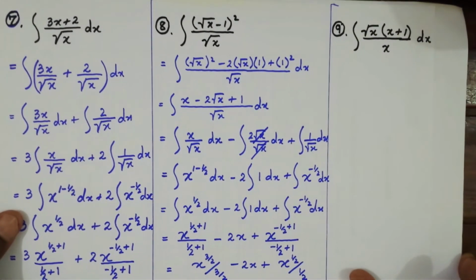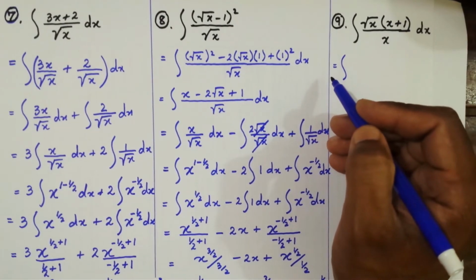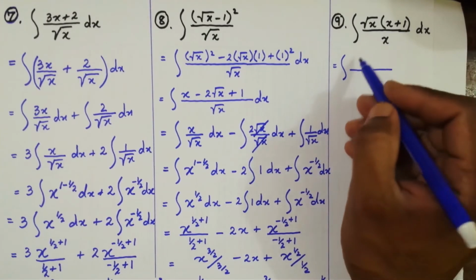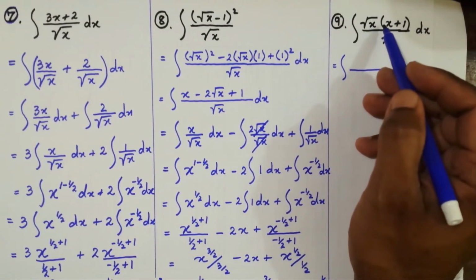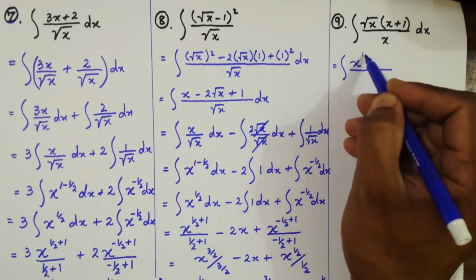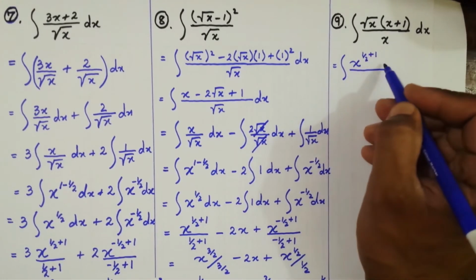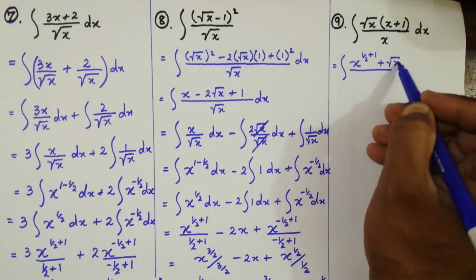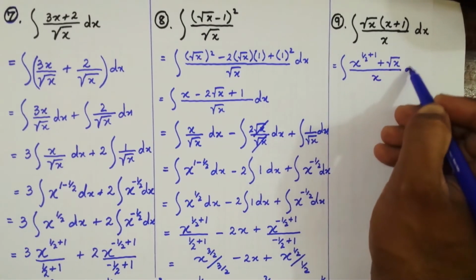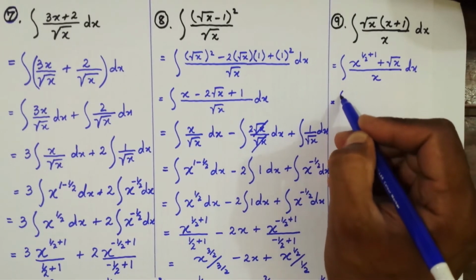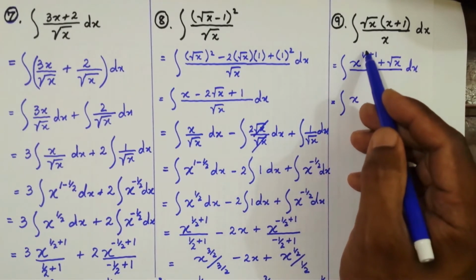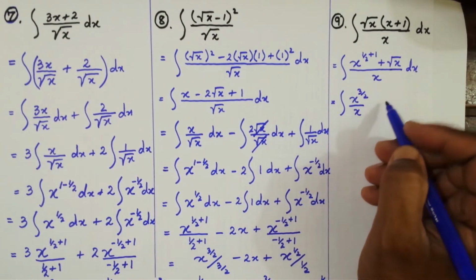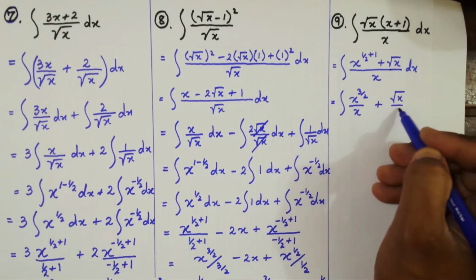Now we move towards question number 9. First, you will multiply this root x with the terms inside the bracket. When you multiply these two variables, you will combine the power of the variable. Now multiply root x with 1, we get root x, denominator as it is. After taking LCM, the power of this x will be 3 by 2, plus root x by x.